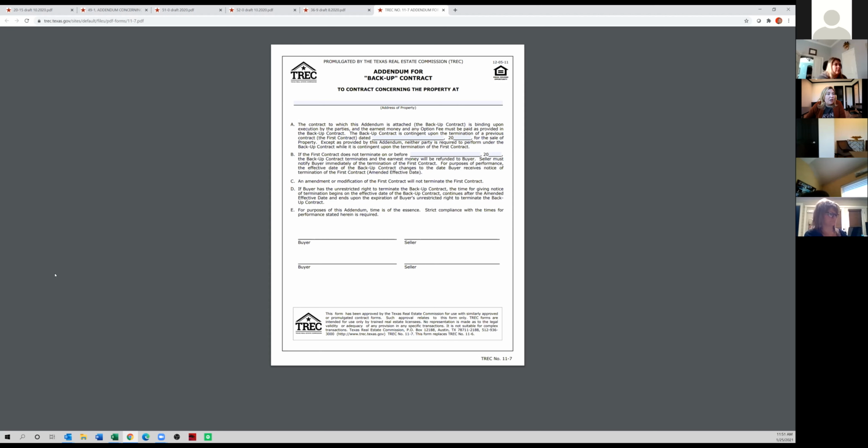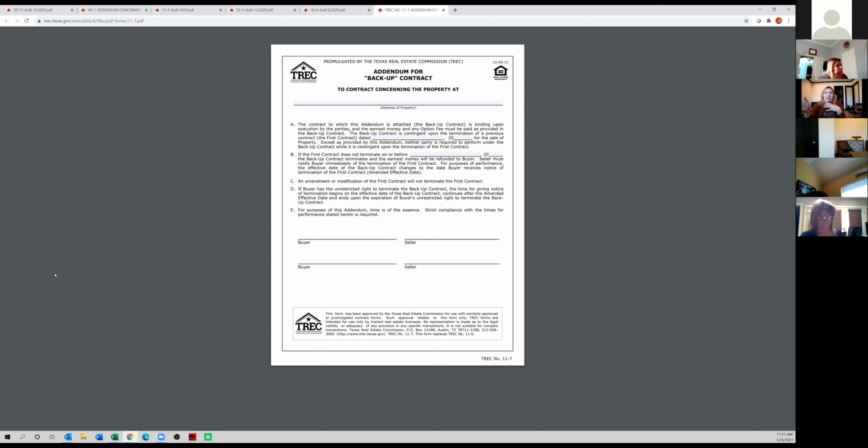Yeah, as far as the backup, what makes it official? If someone sends in and says, hey, let me know if something falls through, that's not it. If it's actually sent back with an addendum, then that's an official backup offer. And then it would be an official backup contract when all parties sign. Gotcha. Okay, thank you. Yep, good question.